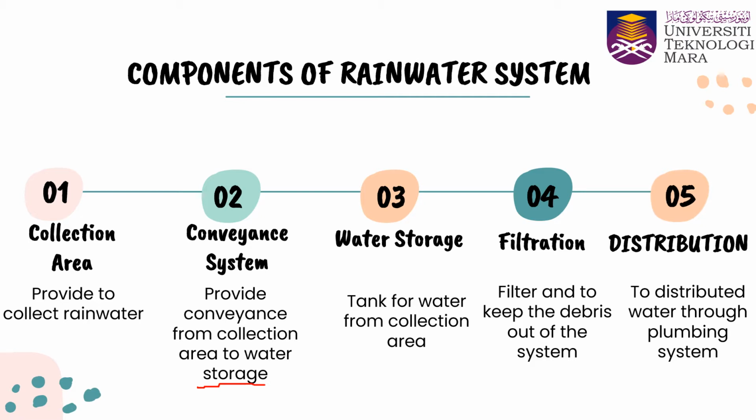Tank for water collection area. Then we should have a filter to keep the debris out of the system. Basically, this filter will filter the large debris. Lastly, distribution. Basically, it is a distribution pipe to distribute the water through the plumbing system after filtration.